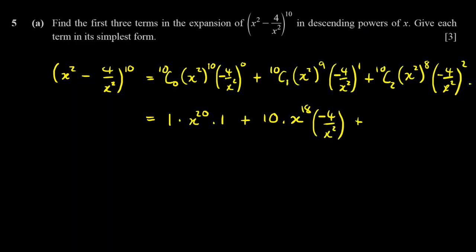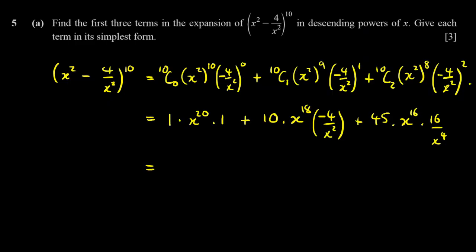Okay, then we need to do 10C2. To do that, we need to use the calculator. So let me just do that now. 10C2 gives me 45. So I've got 45. X squared to the power of 8 is x to the power of 16. And negative 4 upon x squared, squared. Well, negative 4 squared is 16, and x squared squared is x to the power of 4.